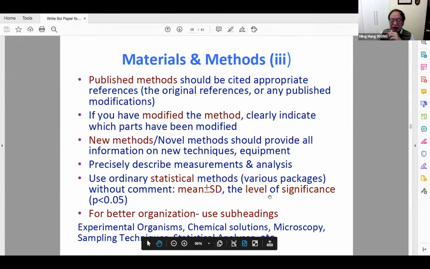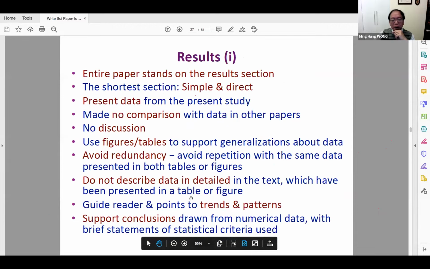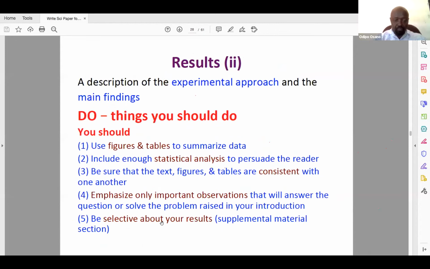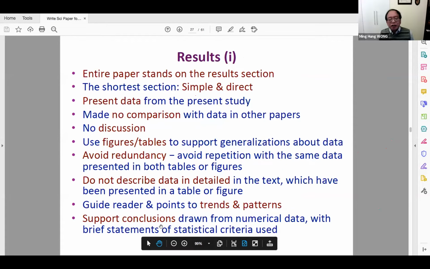Level of significance, I think you should clearly indicate. For better organization, very often we can use subtitles. For example, the organisms, chemical solution, microscopy, and so on.